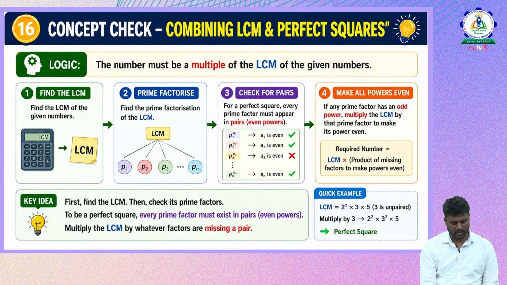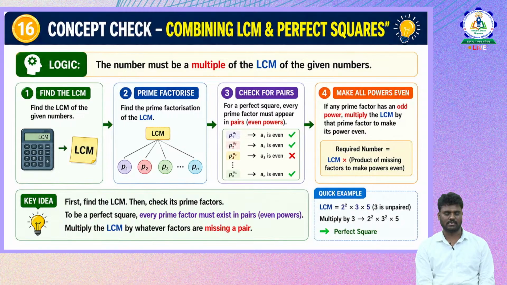Now what we have to do is find the LCM of the given numbers and then find the prime factorization of the LCM. Then check for the pairs. For a perfect square, every prime factor must appear in pairs, that is, with an even power. If it is not even, we have to make it even. So make all powers even.